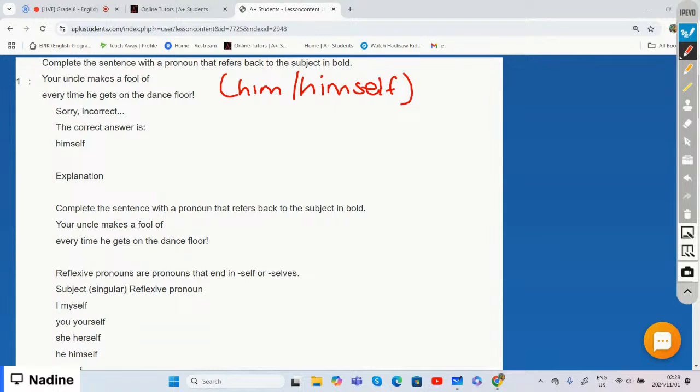All right. And we said that our reflexive pronoun needs to refer back to our noun or our subject. So now do we say your uncle makes a fool of him, or he makes a fool of himself every time he gets on the dance floor? Which one is correct? Him or himself?